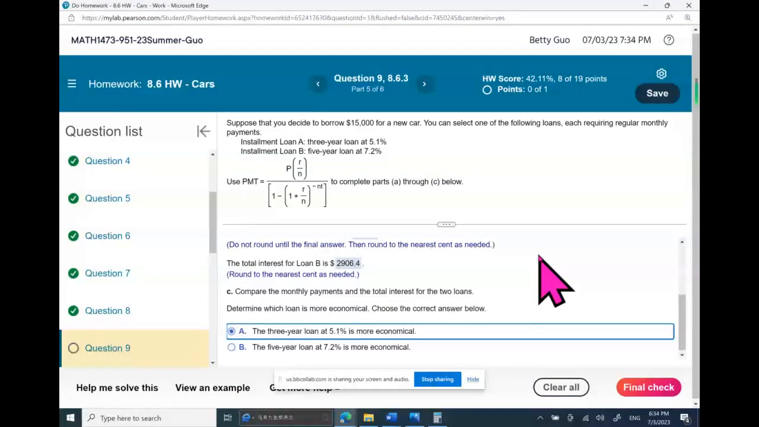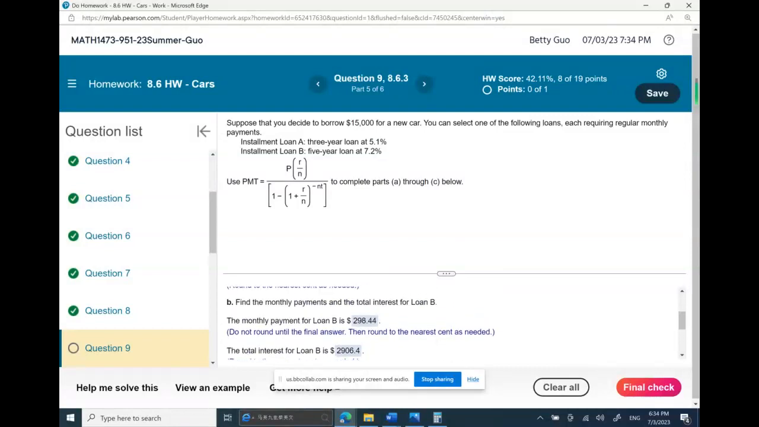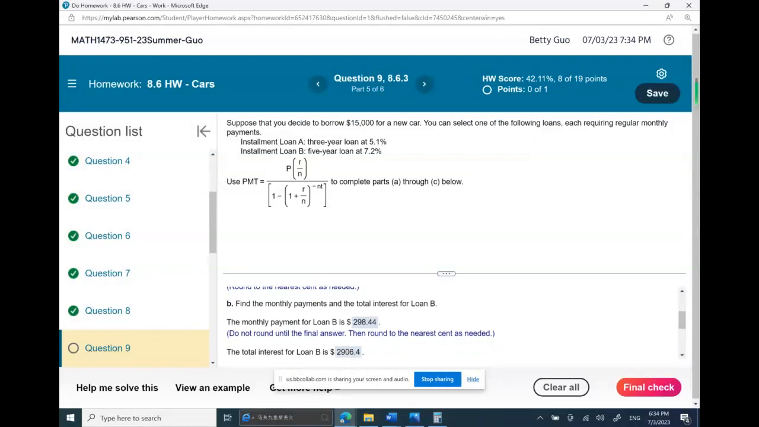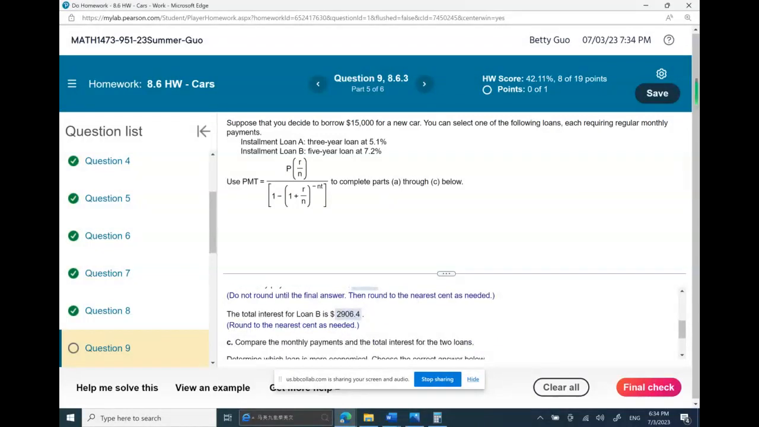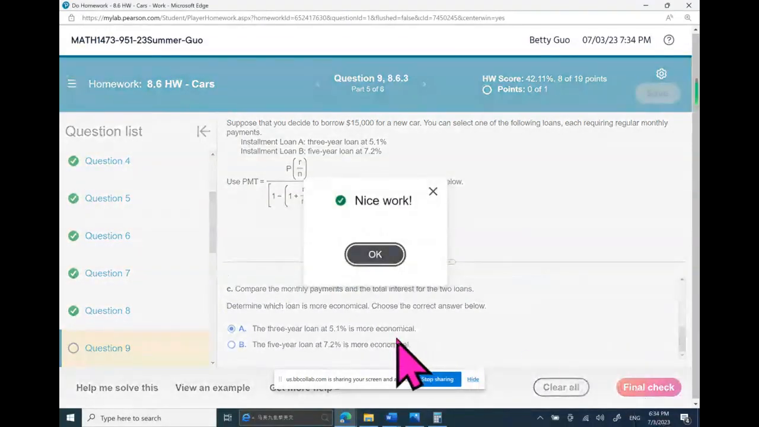The 3-year loan, right? Even though every month you pay more, if you see the loan as a whole, you save money. As you can see, the interest, the cost of loan A, is only a little bit more than 1,200, but the cost of plan B is almost 3,000. So of course, plan A is more economical. All right.